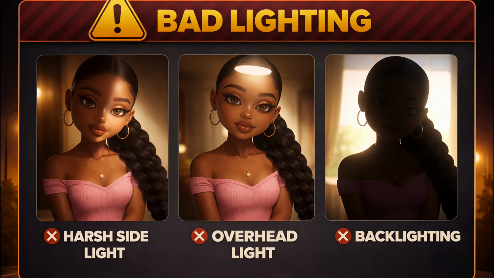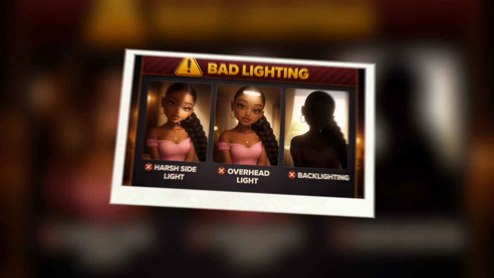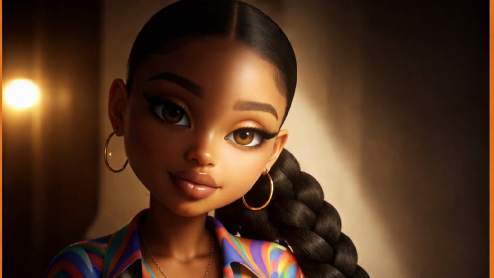The examples on screen show the most common lighting mistakes: hard side lighting, overhead lighting, and backlighting. This is where most avatars start going wrong. Lighting is critical when creating a realistic lookalike avatar. When the lighting is off, the results are instantly affected. And with that out of the way, let's start with hard side lighting. One side of the face is overly bright, while the other side falls into shadow. This hides important facial details and creates uneven features, which causes the avatar to look distorted or inaccurate.